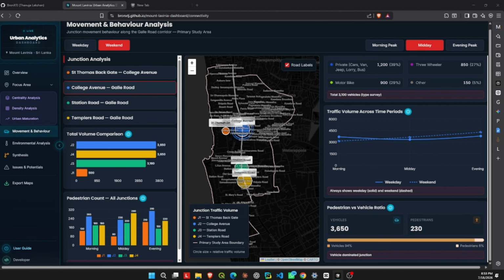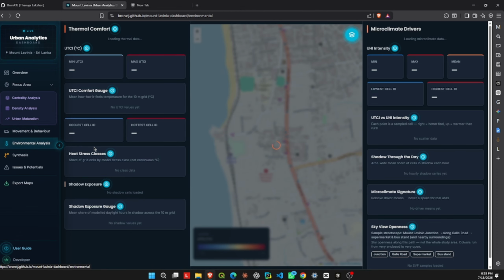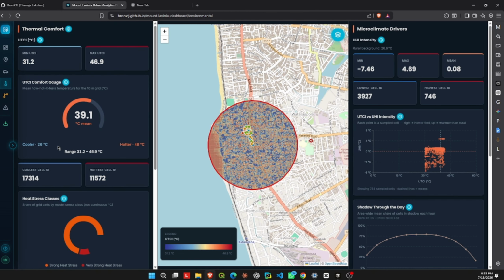Okay, so now we move to the environmental analysis, right? As you can see here, this section shows a critical question for the study area: how hot and uncomfortable is the outdoor environment for pedestrians, people walking along the corridor?